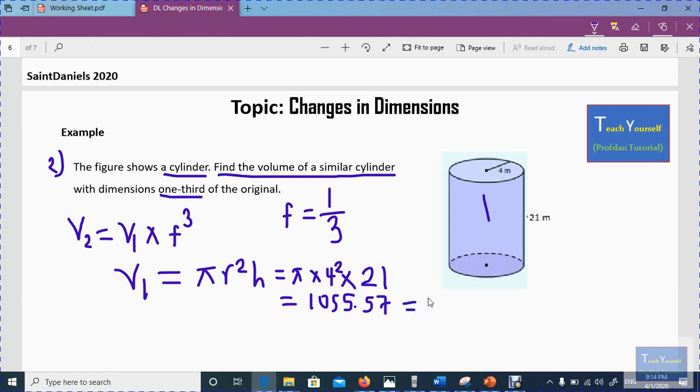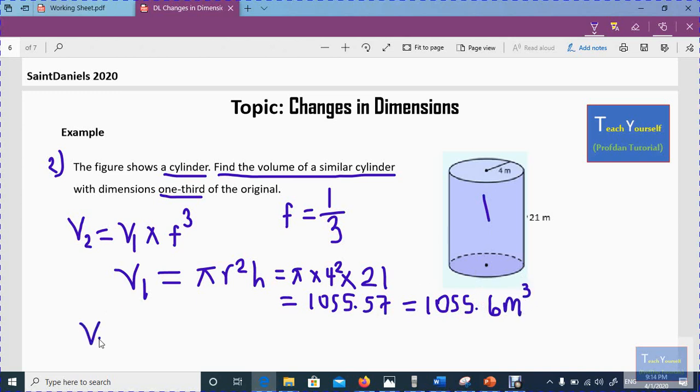Remember, nearest tenths is going to be 1055.6. After the decimal point, one value. You consider the next value, 7. 7 is more than 5. When it's more than 5, it turns to 1. Add the 1 to this 5, it gives you 6. So this is the volume of the original cylinder, which is meter cube.